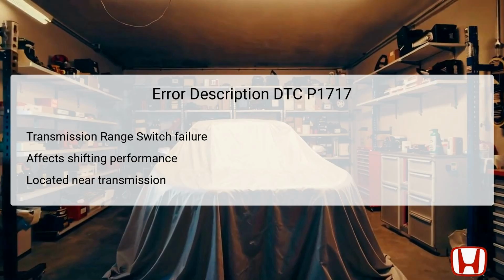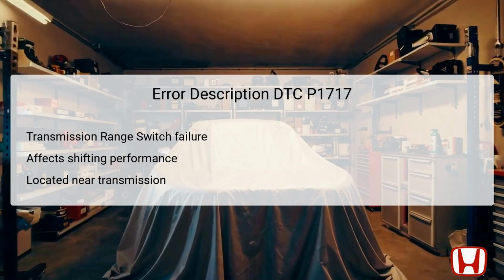The error description for DTC P1717 indicates a malfunction in the transmission range switch, which directly affects the vehicle's ability to shift gears. This switch relays information about the shifter's position to the TCM, impacting how the vehicle transitions from park to reverse and other gear selections. It is typically located on the transmission itself, allowing for a direct connection to the vehicle's shifting mechanism.